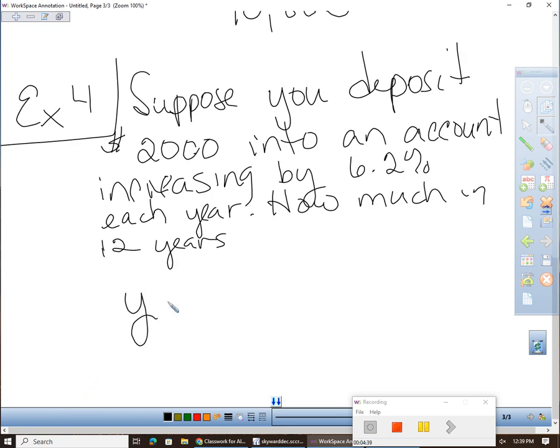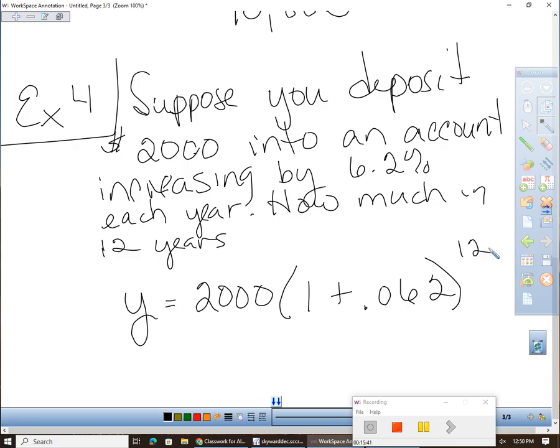I don't know. I haven't put it in yet. We start off with our starting amount, which is $2,000. Then we are increasing, so it is 1 plus 6.2%. We swoop that over 2. Good. 0.062 to the 12. Grab our calculator.